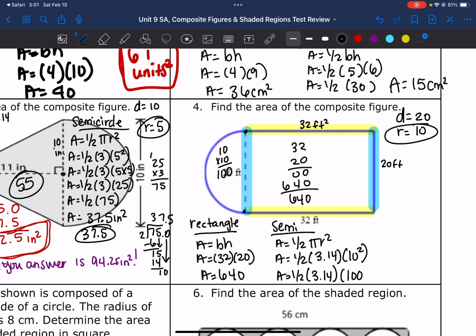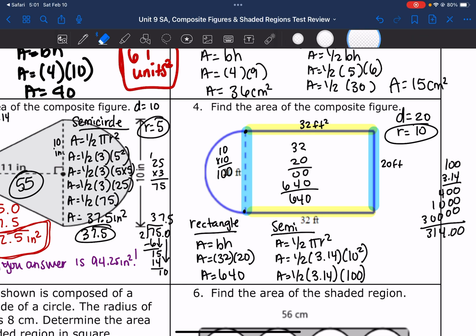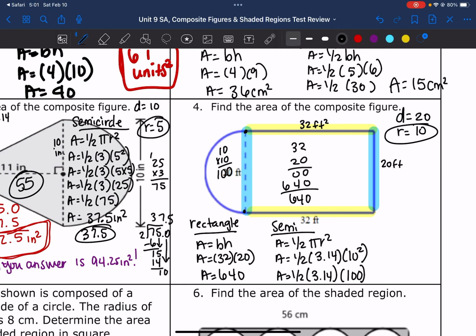I'm going to move this over here. Okay, so here I know that 100 times 3.14, that is going to be, I think I went to, no, that's correct. So here it'll be 314. Okay. I'm going to erase that so that I don't run out of space. Okay, so here, area is equal to 1/2 times 314.